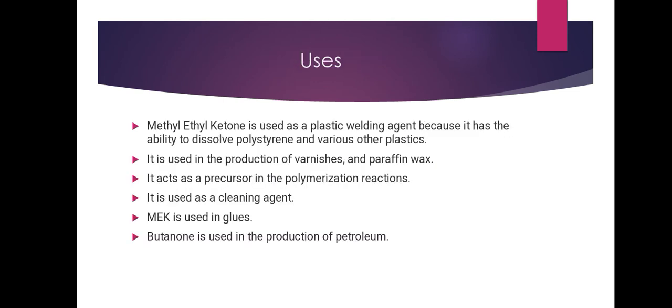Uses of methyl ethyl ketone. Methyl ethyl ketone is used as a plastic welding agent because it has the ability to dissolve polystyrene and various other plastics. It is used in the production of varnishes and paraffin wax. It acts as a catalyst in polymerization reactions. It is used as a cleaning agent. MEK is used in glues. Butanone is used in the production of petroleum.